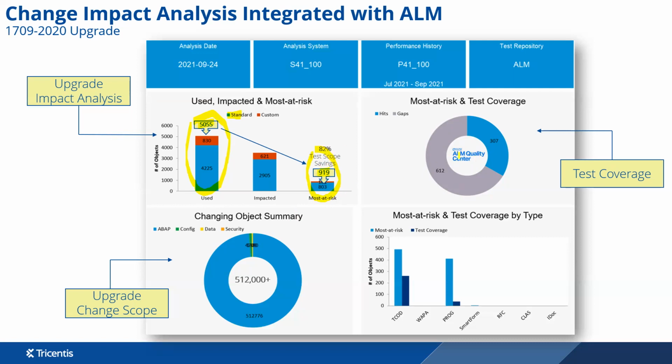And this particular customer used ALM, so we scoured ALM. This is where integration with the test repository comes in. We looked at ALM and found that out of the 919 T codes impacted by the upgrade, 307 of those we found tests for in ALM. And for the remaining 612, we couldn't find any tests. So I'm going to first drill into the impact analysis, then I can show you a little on the coverage side.